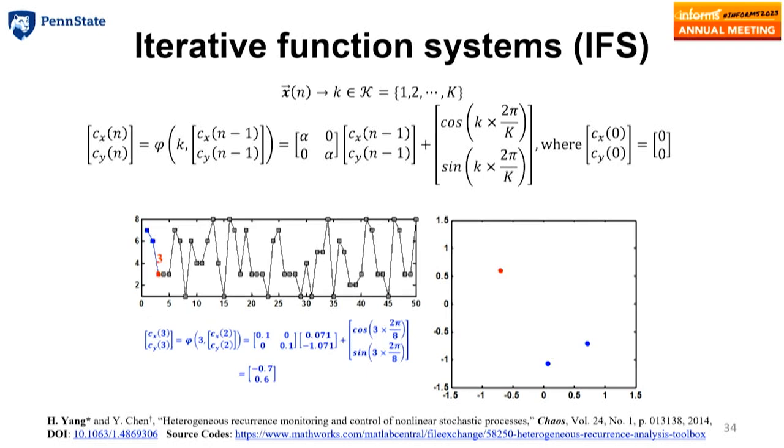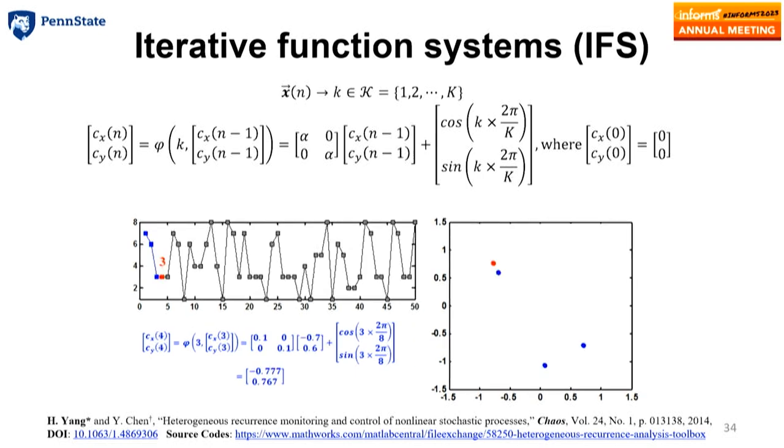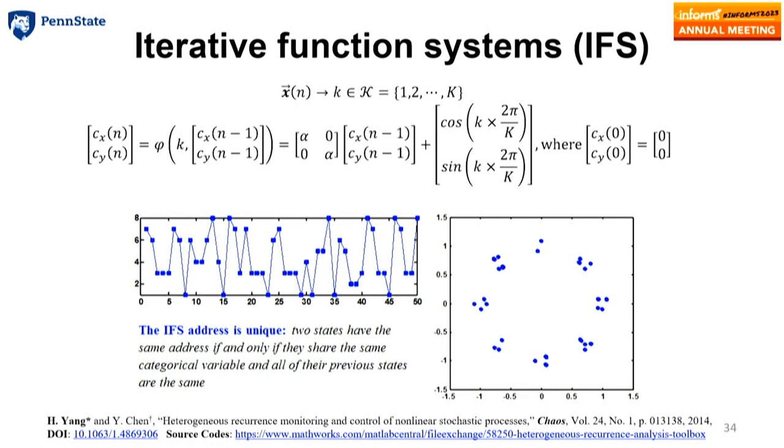This is 3. Then this is a 3. And we continue to do it. 3 again. You see, although these two states both enter region 3, they are slightly different. Why? Because this state, CX4, CY4, is actually dependent on the previous state. We have a slight deviation in this region. So if we continue going, the IFS address is unique for every state.